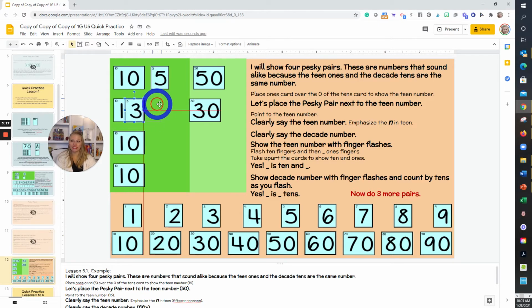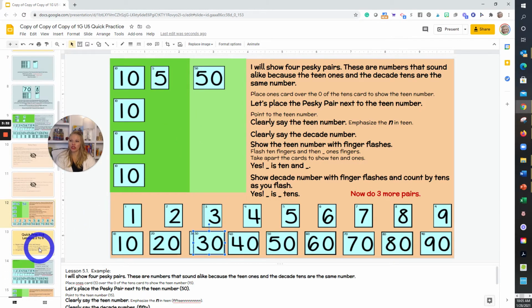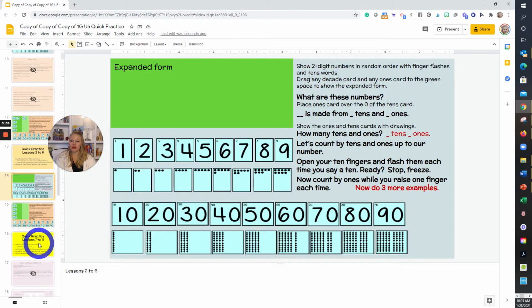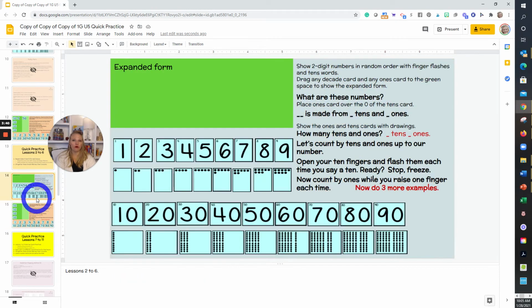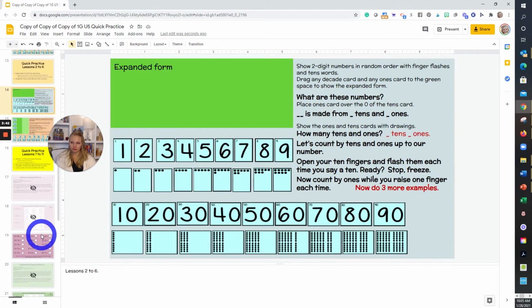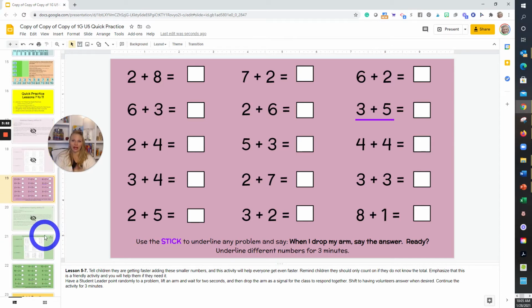So we're just emphasizing the names here of how do we say this number, emphasizing the teen and the T if you're talking about 30, 50, and then of course finger flashing to show those differences of the teen numbers, how many tens and how many ones. So you're going to do that for lesson 1, and then you continue for lessons 1 and 2, but you can see that the slide deck just got simplified, so you can go through all of those different routines multiple ways or multiple times. When you get to lesson 7, you can continue doing some of those quick practices from lessons 1 through 6 if students need it, but then we move to our adding and our subtracting.